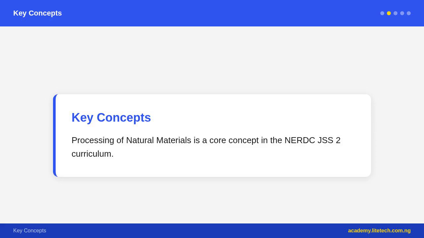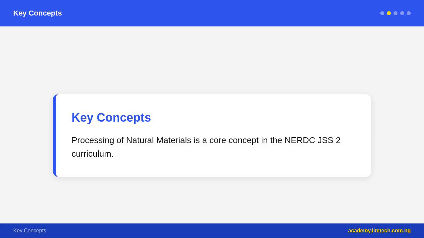Organic natural materials include plant and animal products: cotton, wool, timber, and leather. Cotton is grown in northern Nigeria and processed into textile fiber. Timber from forests in southern Nigeria is used in construction and furniture making. Now let us look at how these natural materials are processed.